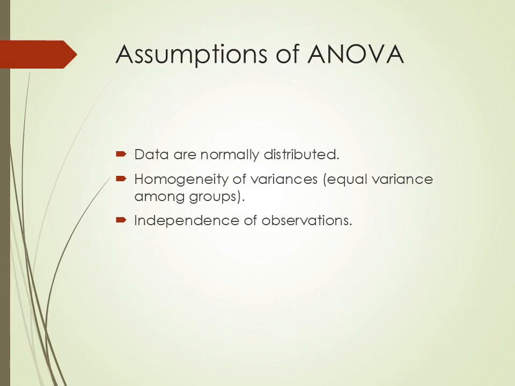Now coming to the assumptions of ANOVA. According to the ANOVA test, first the data should be normally distributed, and there should be an equal variance among the groups. That is called homogeneity of variances. It should be almost equal, then you will get the exact difference between the different groups. If there is no homogeneity, the results will be vague and will not give you a correct result. Then there should be independence of observations. So these are 3 assumptions of ANOVA.